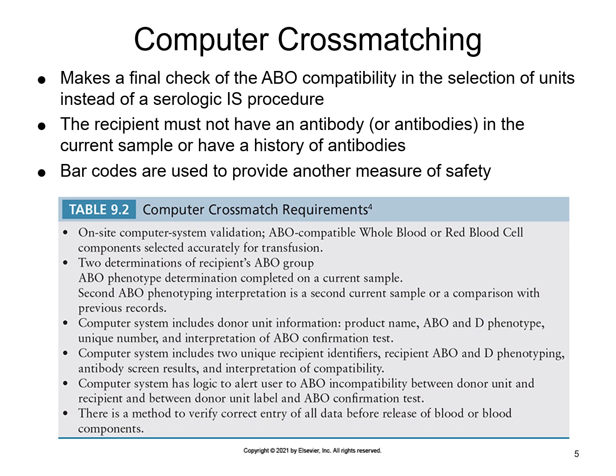The computer system has to have a way to alert you that there is an ABO incompatibility, so that's going to be part of that validation, to make sure that those alerts are flagged and that the staff is alerted anytime the improper product is selected. And there is a method to verify the correct entry of all data before it's actually released, and this is where that barcoding actually comes into place and is real handy.